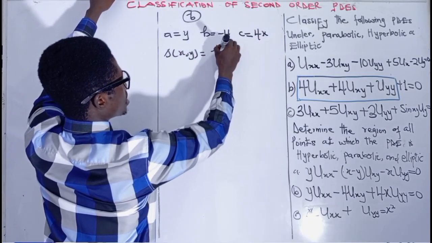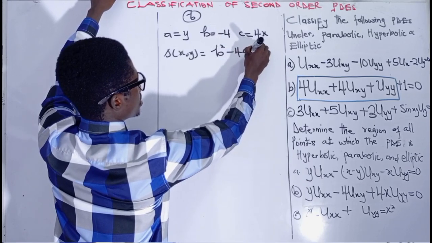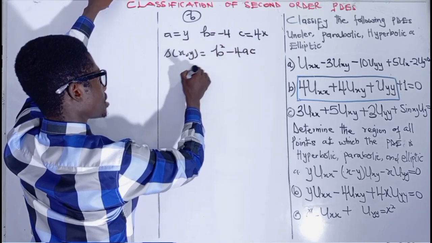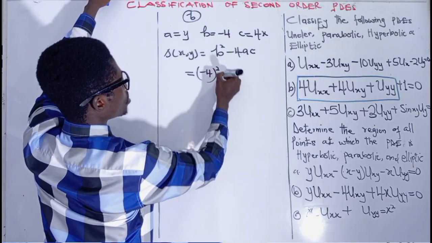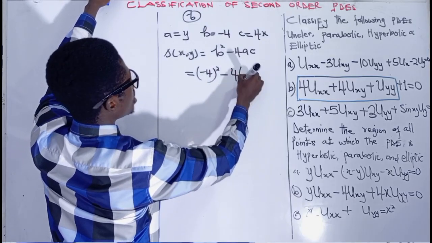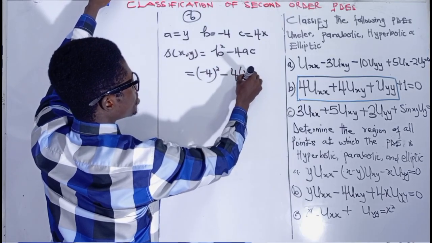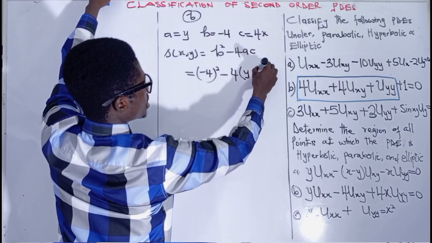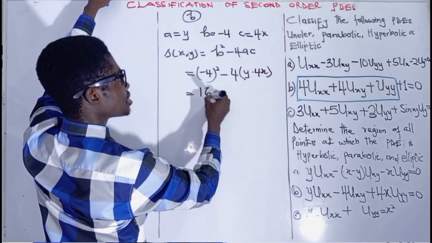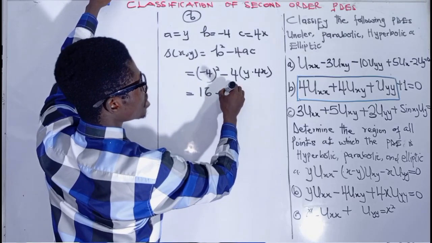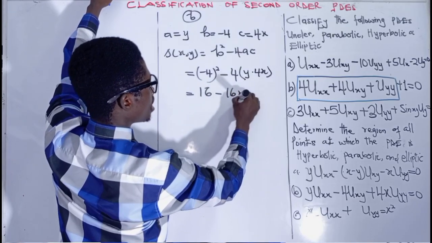Then after that, we write our discriminant. We have b squared minus what? 4ac. We are going to plug in this. B squared is what? -4, all squared, minus 4 times our A, which is y, and our C, which is what? 4x. So this is giving us what? 16, then we have minus 16xy.